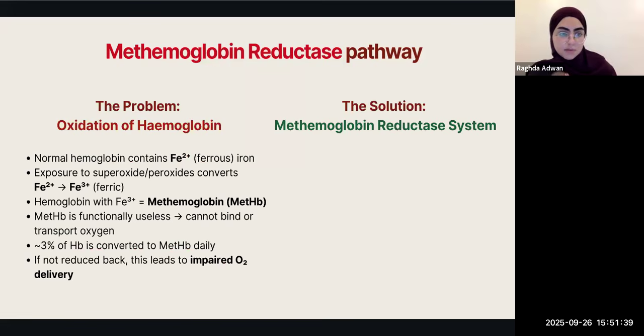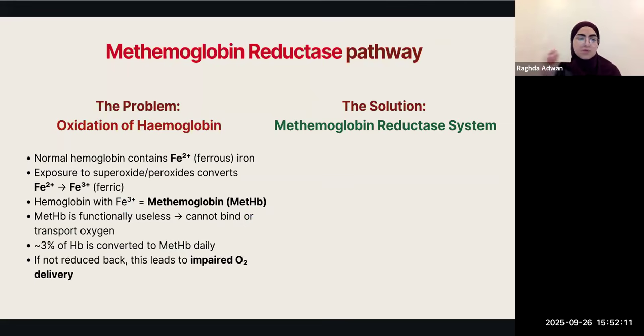If hemoglobin gets oxidized, which is what we don't want, it goes from Fe2+ to Fe3+. Fe3+ is useless hemoglobin, okay? We don't want Fe3+ hemoglobin because it's not able to carry oxygen the same way that Fe2+ is able to. So this Fe3+ hemoglobin is called methemoglobin. This is functionally useless, and we need to reduce it back to normal hemoglobin.